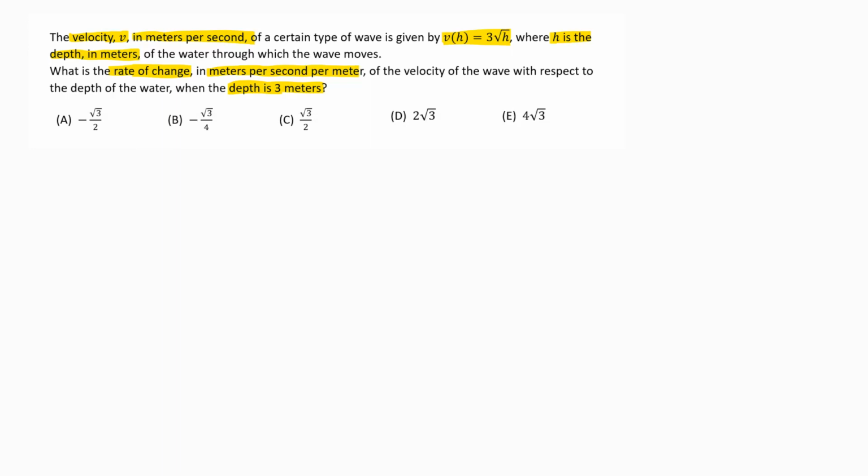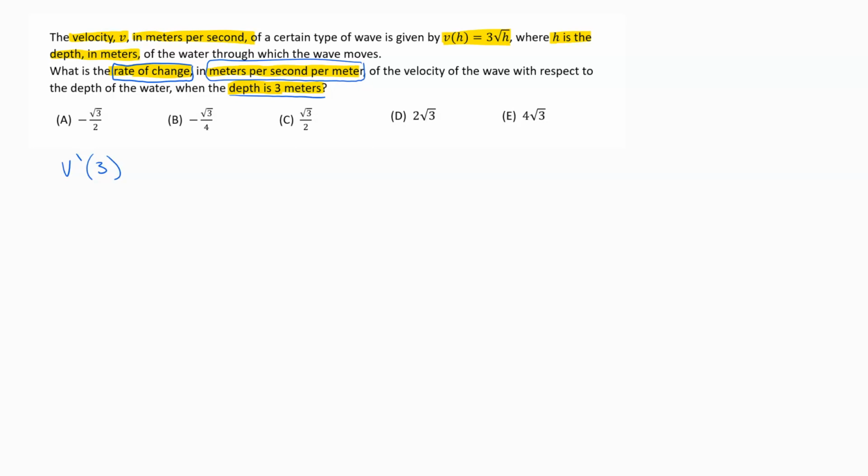Oftentimes, I just tell people, go with your gut on something like this. When we're talking rates of change, we're talking about derivatives. And so what my gut is telling me right now is that they want me to find v prime of 3. If I wanted to do a quick check just to make sure, I can check my units, because that's definitely the funkiest part about this problem, the meters per second per meter unit.